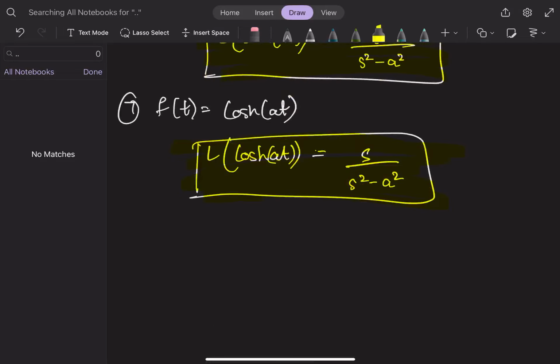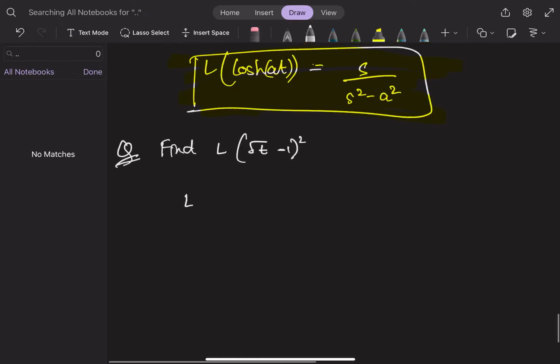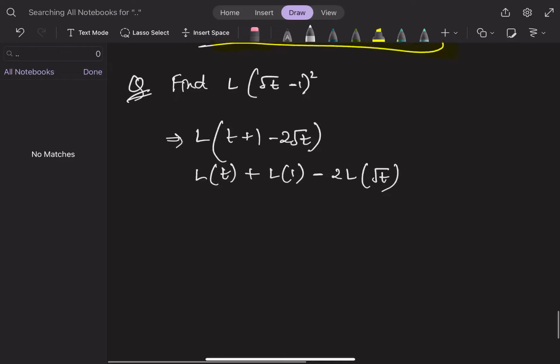So I'm going to start with a simple example. Find Laplace of (root t minus 1) whole square. So let's open this. This becomes L of t plus 1 minus 2 root t. Now you can put these as different. You can write it as L of t plus L of 1 minus twice of L of root t. So basically you can separate these terms.